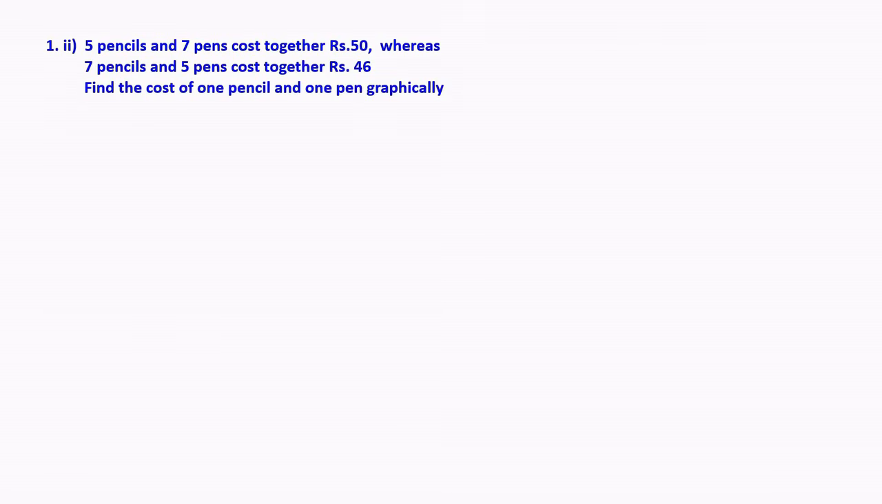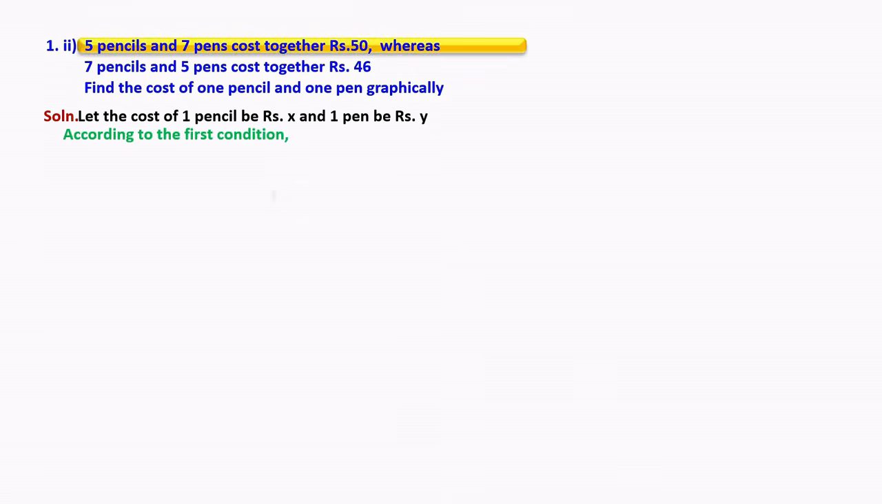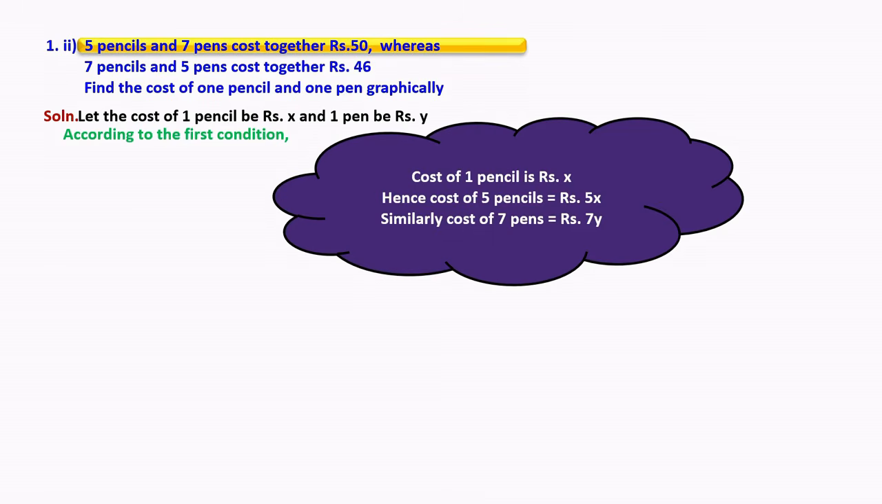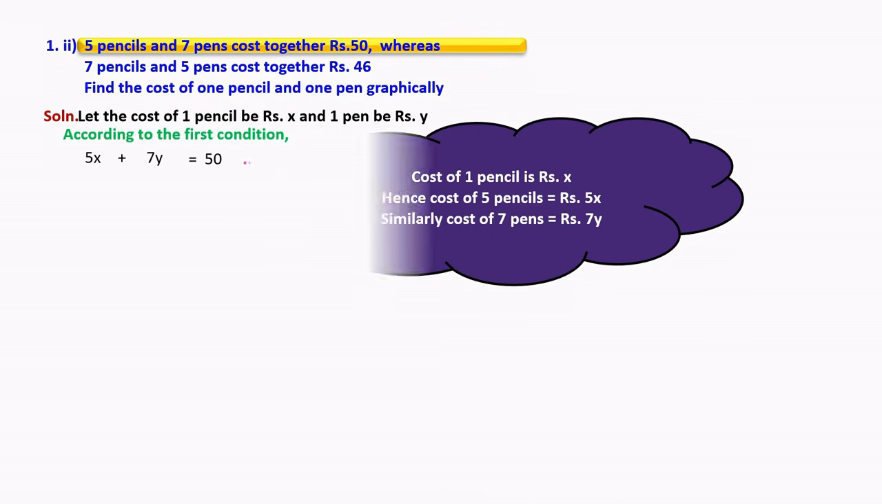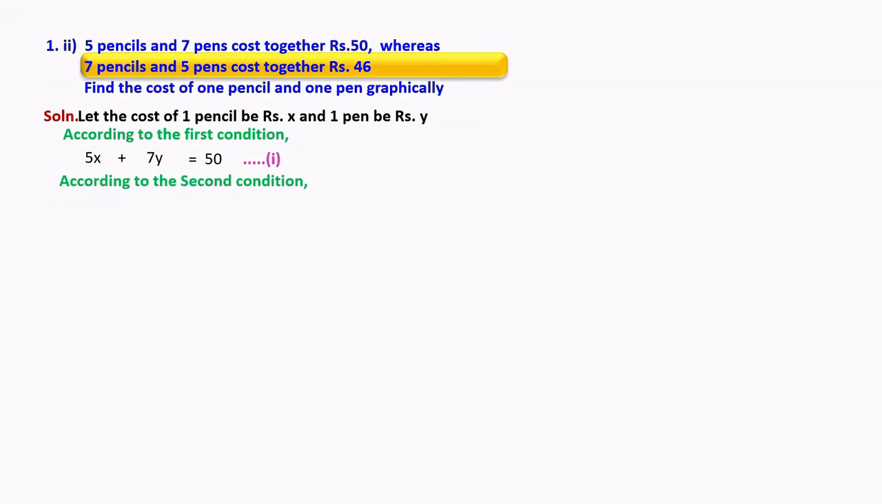Let's read the question. 5 pencils and 7 pens cost together rupees 50, whereas 7 pencils and 5 pens cost together rupees 46. We need to find the cost of 1 pencil and 1 pen graphically. Now, let's begin the solution. Let the cost of 1 pencil be rupees x and the cost of 1 pen be rupees y. According to the first condition, 5x plus 7y equals 50. This is equation 1. According to the second condition, 7x plus 5y equals 46.